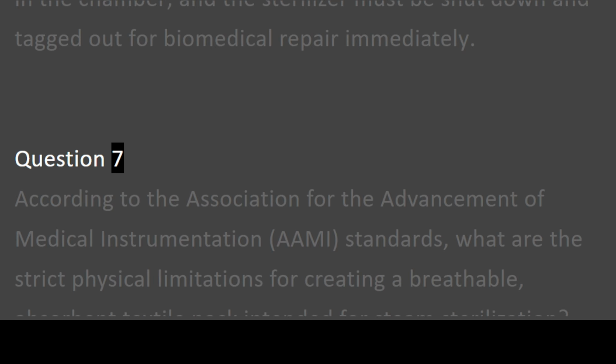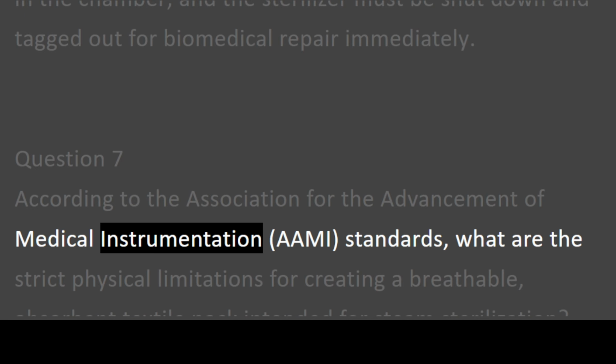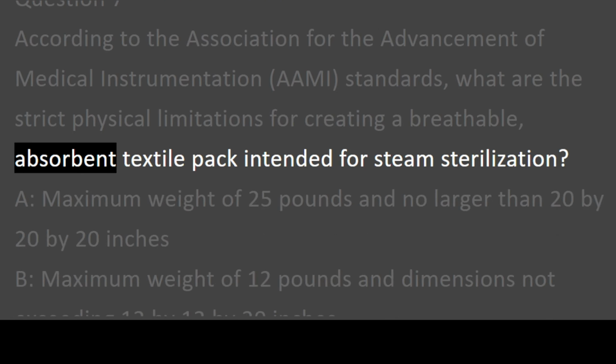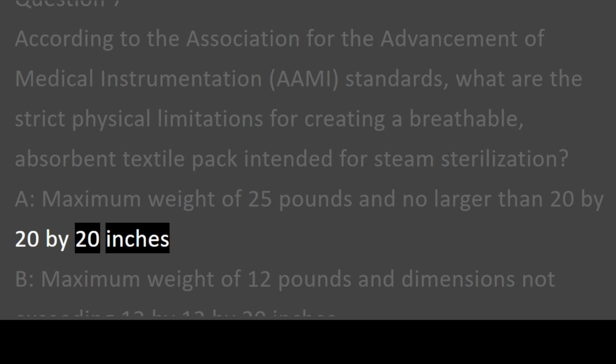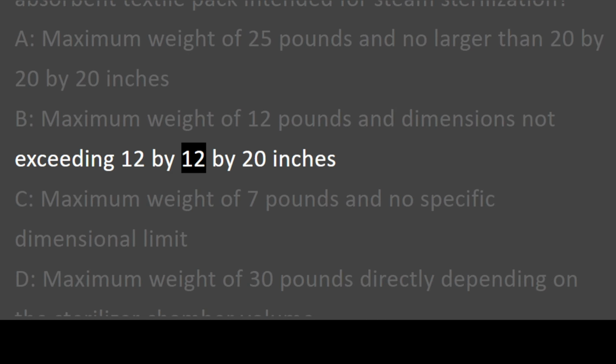Question 7. According to the Association for the Advancement of Medical Instrumentation, AAMI, standards, what are the strict physical limitations for creating a breathable, absorbent textile pack intended for steam sterilization? A. Maximum weight of 25 pounds and no larger than 20 by 20 by 20 inches. B. Maximum weight of 12 pounds and dimensions not exceeding 12 by 12 by 20 inches.